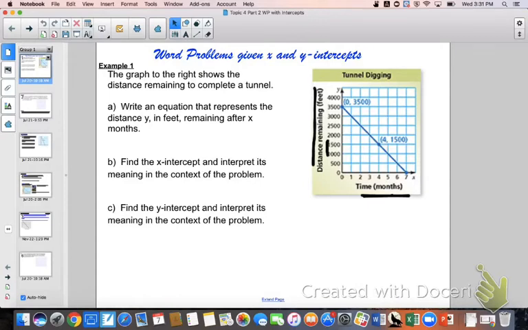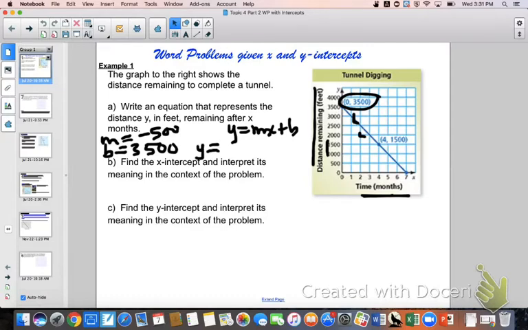So, when we write an equation of a line, we need y equals mx plus b. B we know is right here, (0, 3,500). And then m, the slope, it looks like we go down 500 over 1. So down 500 over 1 means negative 500 is your slope. So that equation is y equals negative 500x plus 3,500.